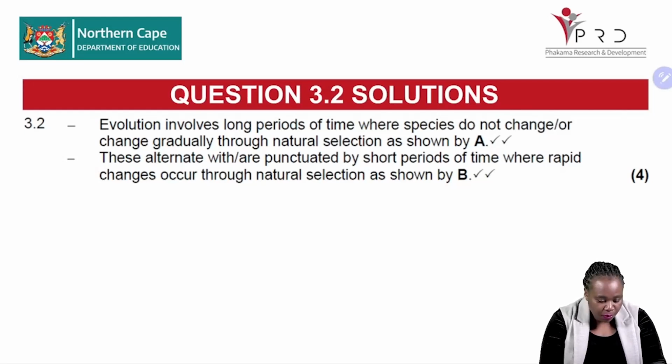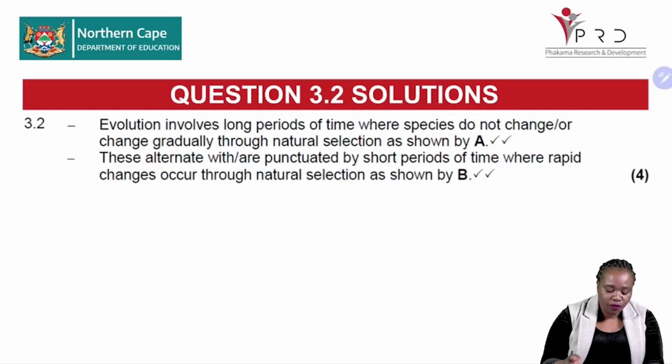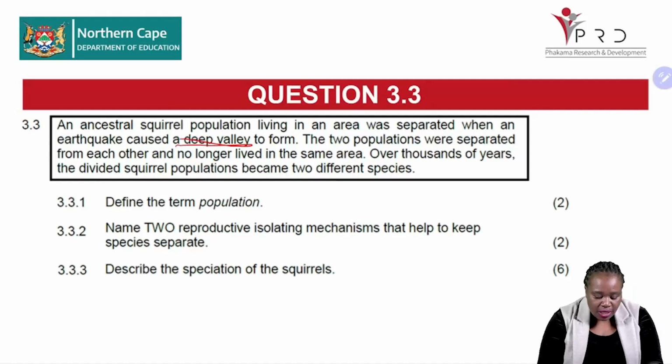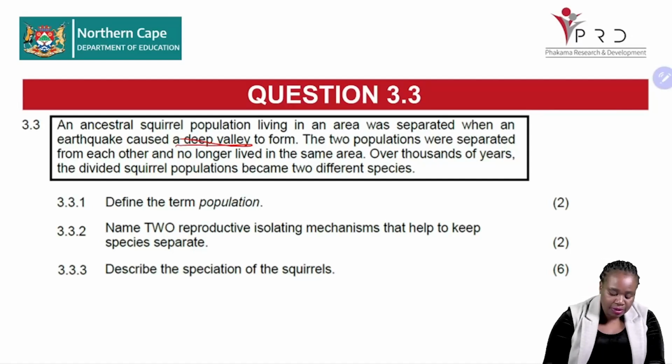Okay, and then with 3.3, it says an ancestral squirrel population living in an area was separated when an earthquake caused a deep valley to form. The two populations were separated from each other and no longer lived in the same area. Over thousands of years, the divided squirrel populations became two different species. Okay, now it says here, define the term population.